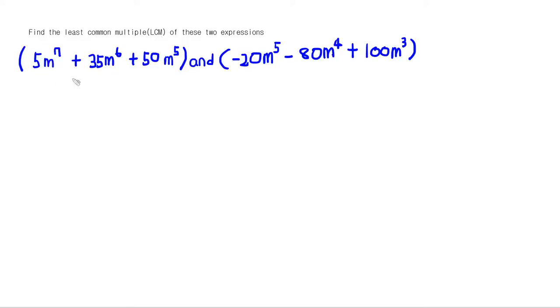In this video, I'm going to talk about the first example of finding the least common multiple of these trinomials. And in order to do that, we need to multiply every term that these two trinomials don't contain. So let's simplify this first example first, and it is 5m to the 7th power plus 35 times m to the 6th power, plus 50m to the 5th power.